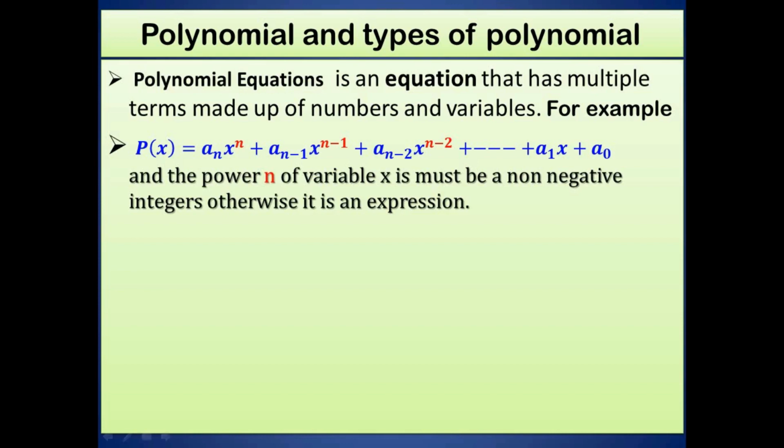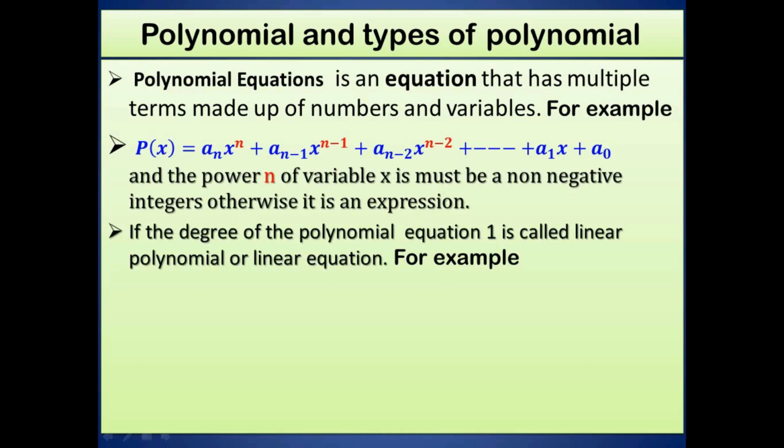In polynomials, all the variables have non-negative integer powers, right? If the power of the variable x is a negative integer, then it is not a polynomial, it is an expression, right? Good. So next, as I told you before, there are different types of polynomials. Degree means the maximum power, the highest power of the polynomial. Like here, what is the degree of this polynomial? The highest power is n, because n minus 1 is less than n.